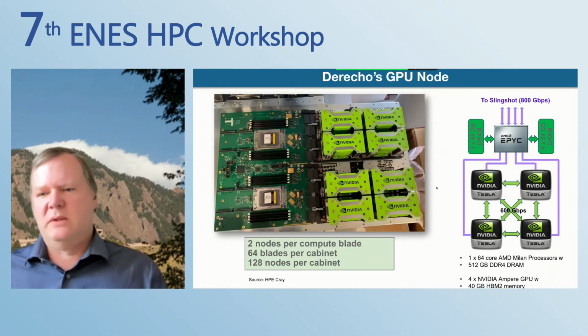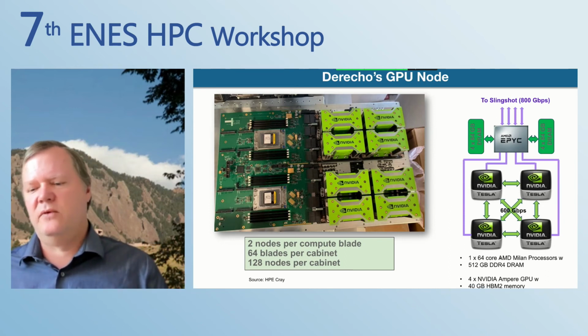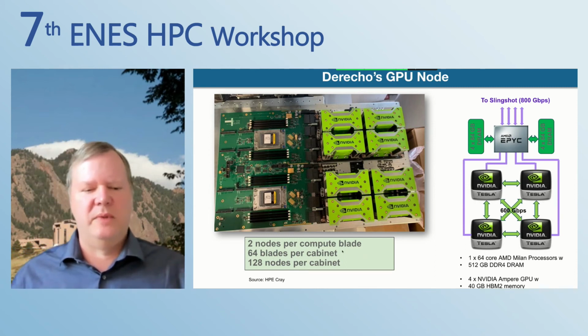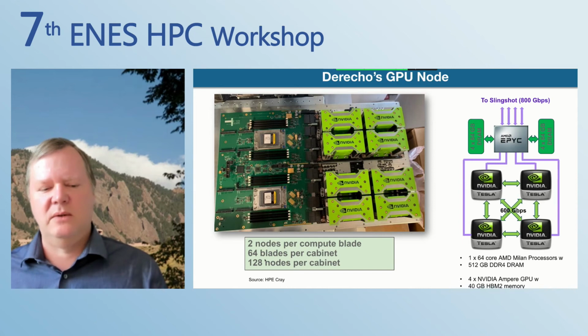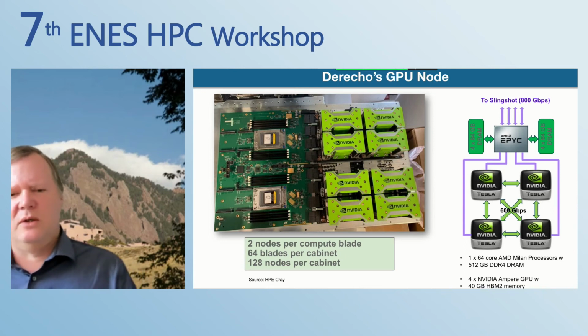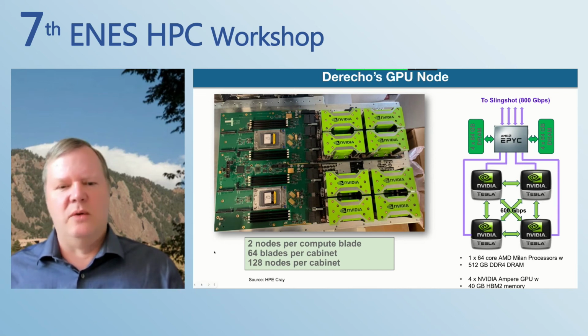Our GPU nodes basically consist of one 64-core AMD Milan processor and four NVIDIA Ampere GPUs. We have two nodes per compute blade, 64 blades per cabinet, 120 nodes. So this is the GPU portion of our system that's going to be delivered. We have a test system on site now. It was just delivered two weeks ago, and I think it's in the process of being made accessible to our users for testing and importing their applications.